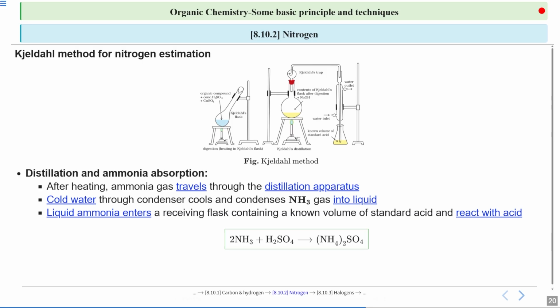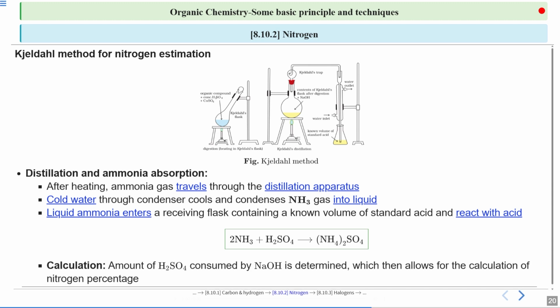Then the condensed liquid ammonia enters a receiving flask that contains a volume of standard acid, usually sulfuric acid. Here, the ammonia reacts with the acid to form ammonium sulfate. So the balanced equation is 2NH3 plus H2SO4 giving us (NH4)2SO4. This reaction is key because it allows us to measure how much ammonia, and therefore nitrogen, is present in the original sample.